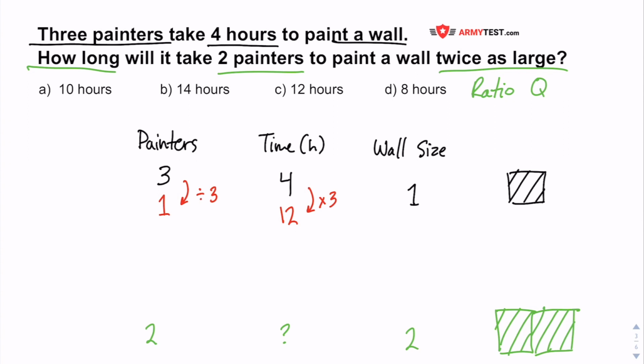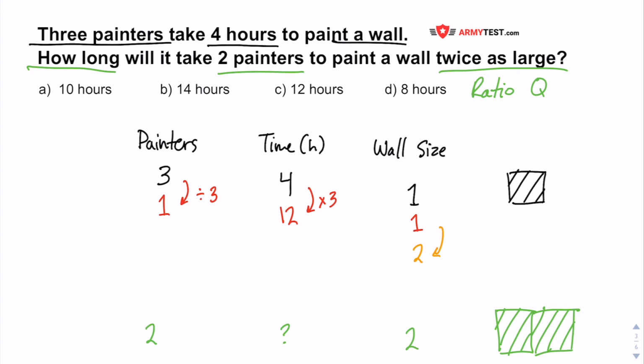If you think about that logically, it should make sense. You have fewer painters now, so it's going to take more time, right? So 12 is greater than 4, and 1 is less than 3. And we're going to keep the wall size the same. Next thing we're going to do is increase the wall size now. All right? So we are going to make the wall the preferred size, which is twice as big, so 2.